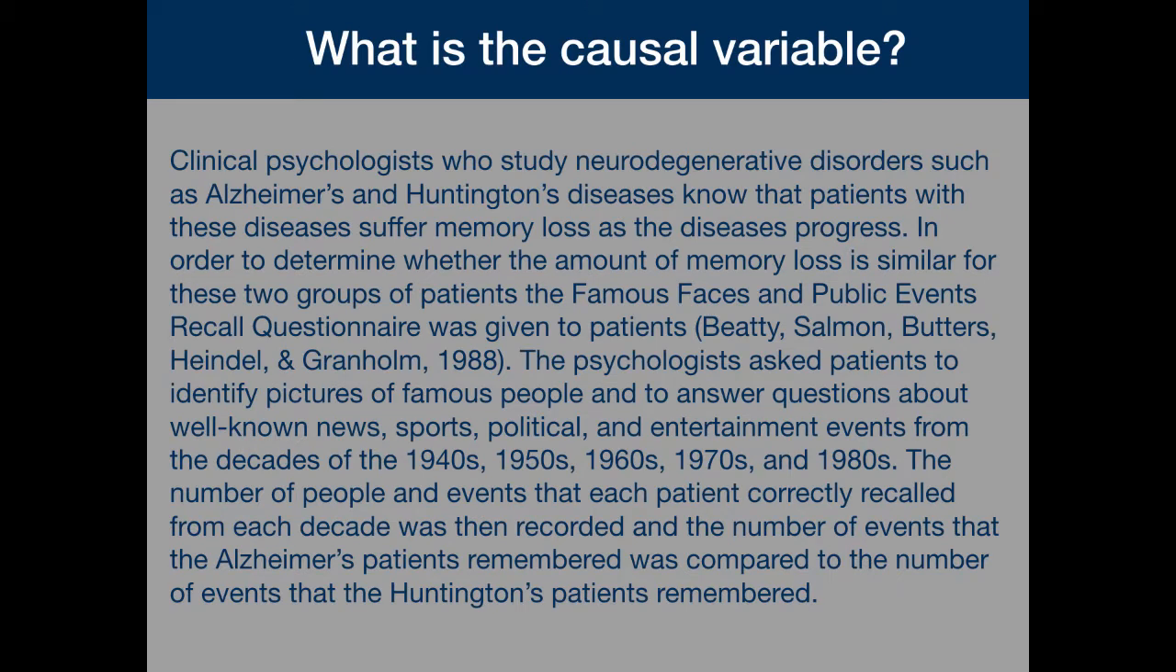Okay, so what did you write down for your 2 variables? Let's go ahead and start with the causal variable. Looking at our passage, we can see that psychologists are interested in the cause that type of neurodegenerative disorder has on memory for people and events. So our causal variable is neurodegenerative disorder, with Alzheimer's and Huntington's disease being our 2 levels of our variable.